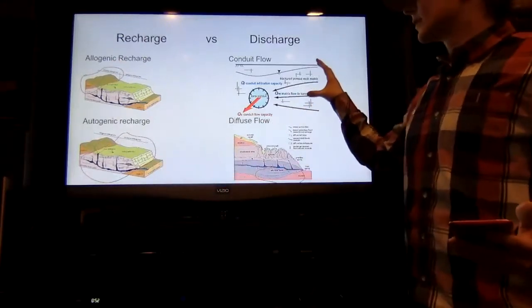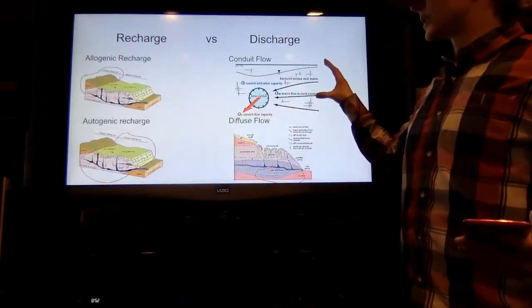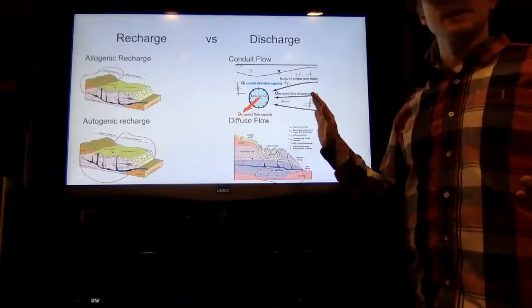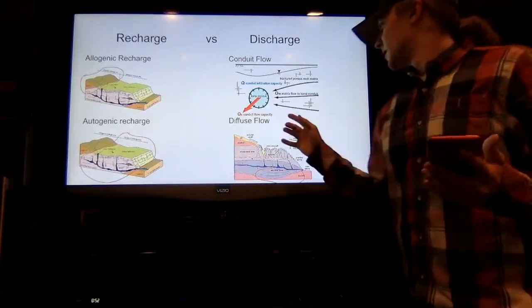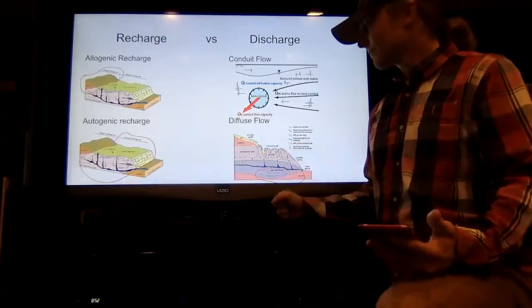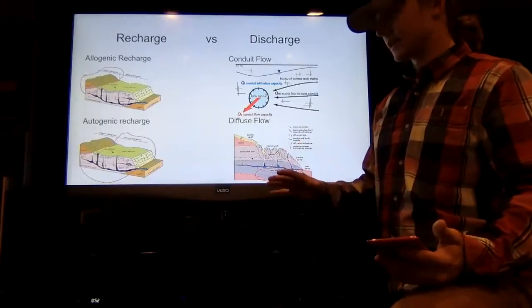And as it's coming out of the ground, we have conduit flow, which is like the reverse of this one. It comes out in big streams and collective channels. And diffuse flow, where it comes out little by little in a more sponge-like filtering method.